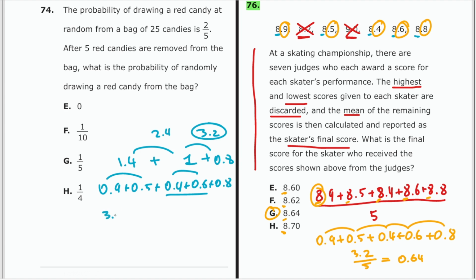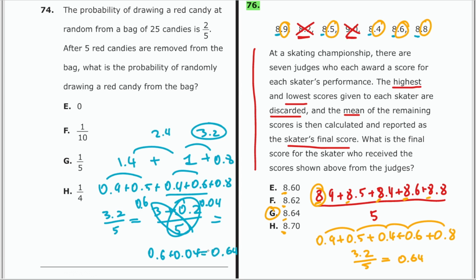Now 3.2 divided by 5, how to do it faster? If you don't know, just know that this is 3 plus 0.2 over 5. Now this is clearly 0.6, and then this is 0.20, 20 cents divided by 5, 4 cents, so 0.04. So when you add 0.6 plus 0.04, what do you get? Yes, 0.64. Of course, you add that to the 8, right? So you get the 8.64, which is G. That is the answer. That's it.